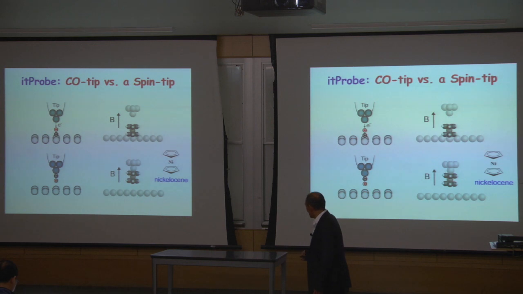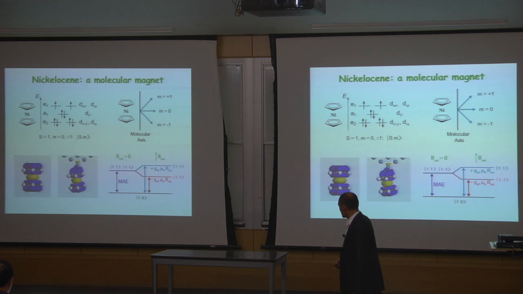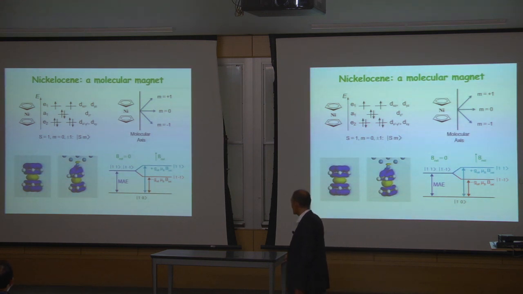Okay, so instead of picking up a CO on the tip, we pick up a magnetic molecule, which has a spin. Therefore, you have a spin tip. The molecule that I'll show you today is nickelocene, in which there's a nickel atom sandwiched between two flat rings of 5 carbon atoms. Now, we can show that it is a spin by doing spin inelastic electron tunneling.